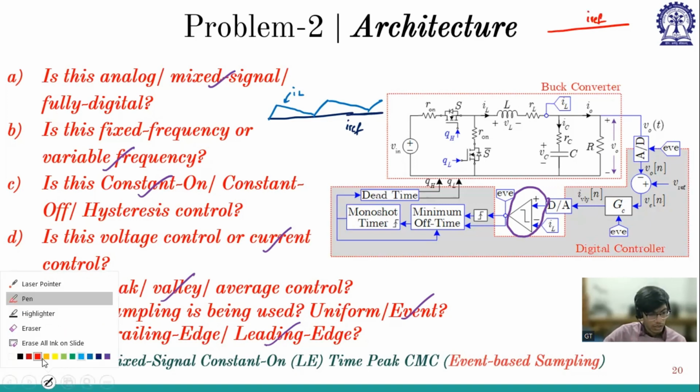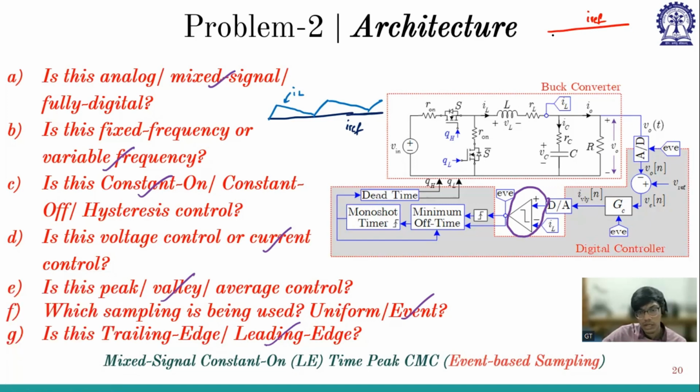And if I take another color, the inductor current will have constant on time and constant off time, on time, constant off time. So here it is trailing. So it is trailing edge, and this is leading edge.